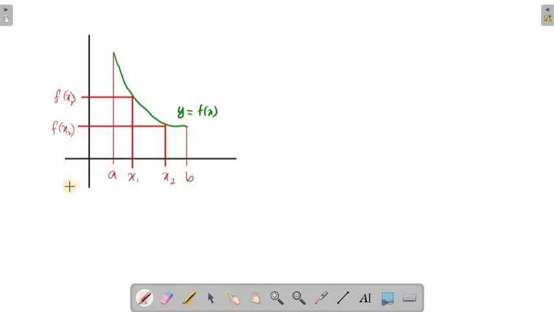So what did you observe from here? The first thing you observe is that if x1 is less than x2, then f of x1 is greater than f of x2. Kindly check this. f of x1 is this side and f of x2 is this side. So f of x1 is greater than f of x2.